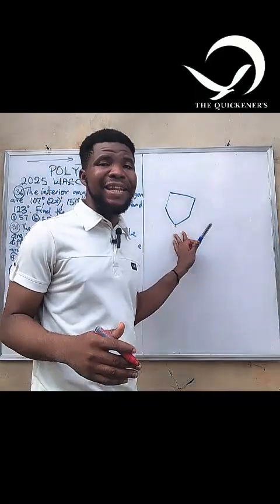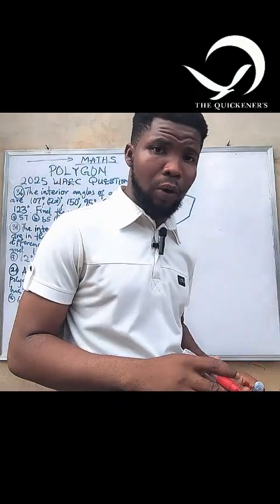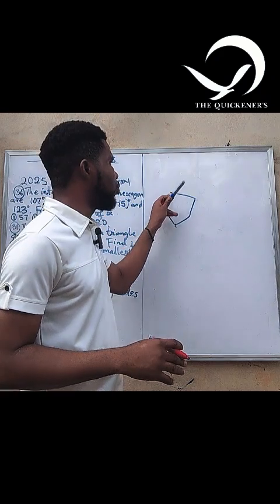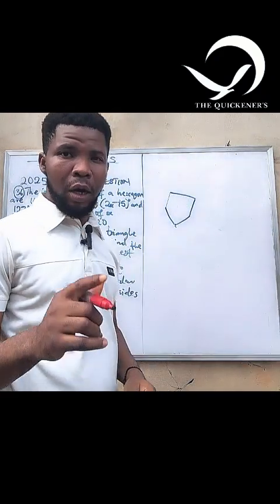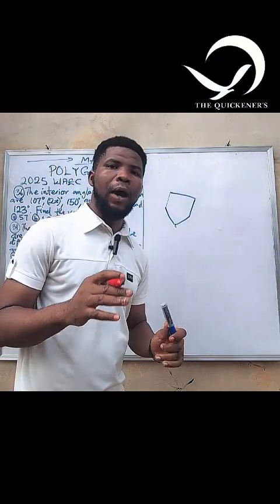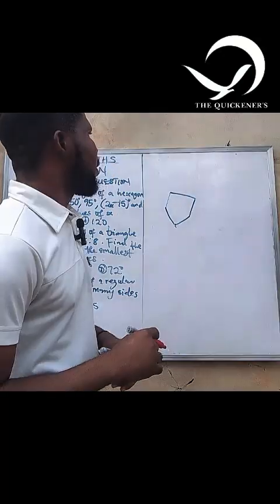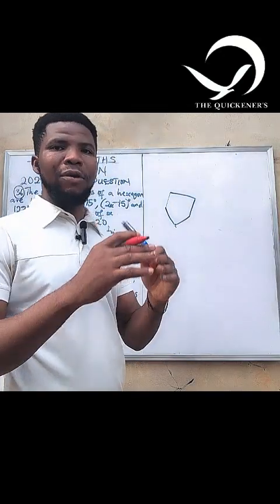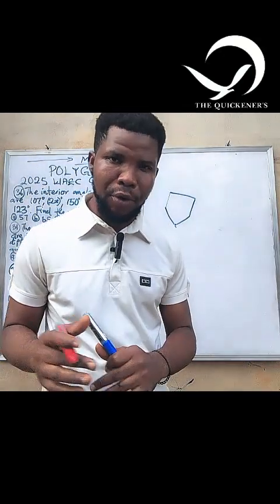Now, the number of sides it has determines the kind of name it will have. So this one that has 1, 2, 3, 4, 5 is called a pentagon. I hope you understand that now. Now we have types of polygon. We have regular polygon and irregular polygon.